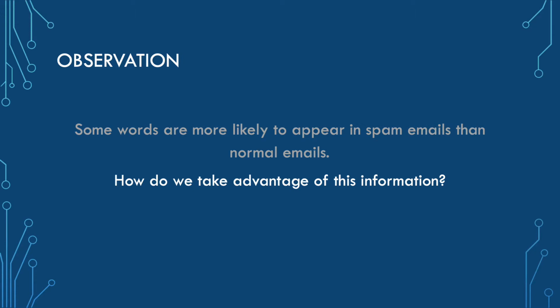So in summary, some words are definitely more likely to appear in spam emails than in normal emails, and certain grammatical constructs or semantic errors also seem to be more common. So how do we take all of this and take advantage of it in order to create a classification model that can separate spam from normal emails?